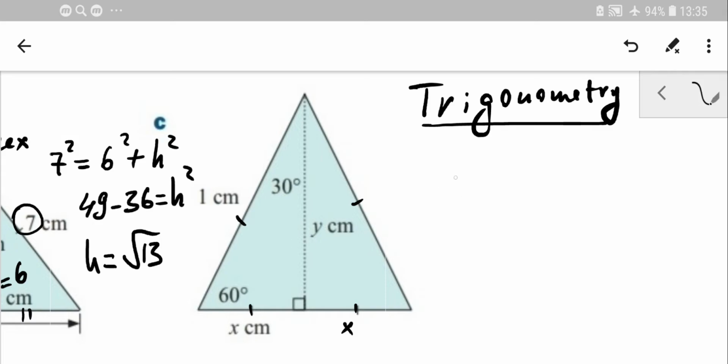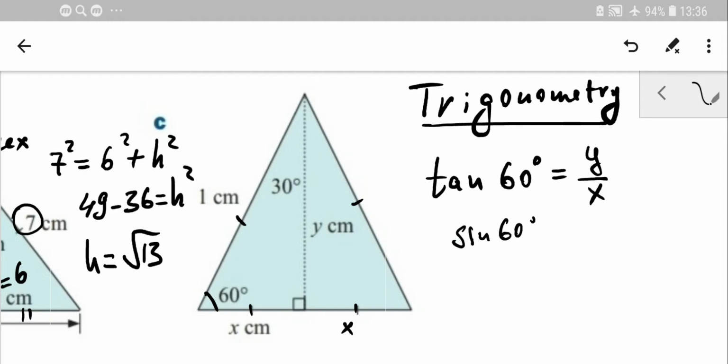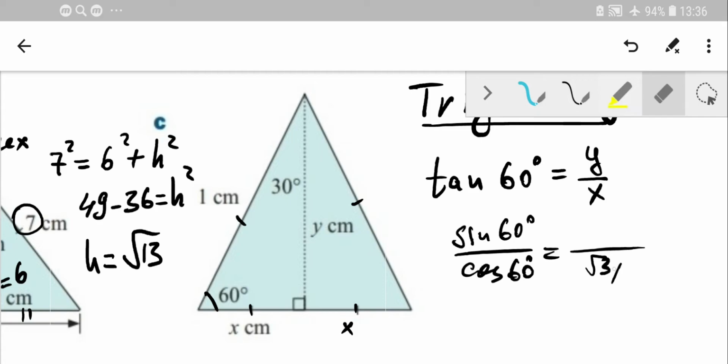Okay, so I'll use the tangent of 60, of this angle. So tangent of 60 is actually y to x. So opposite, which is y, and x is adjacent. So tangent 60, tangent by definition, is sine 60 over cosine 60. That means if you have, let's say, cosine 60, it will give you 1 over 2.